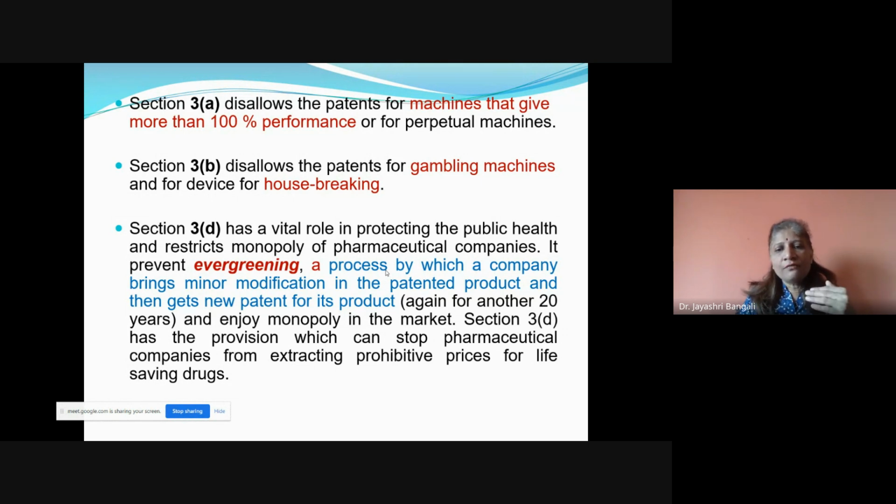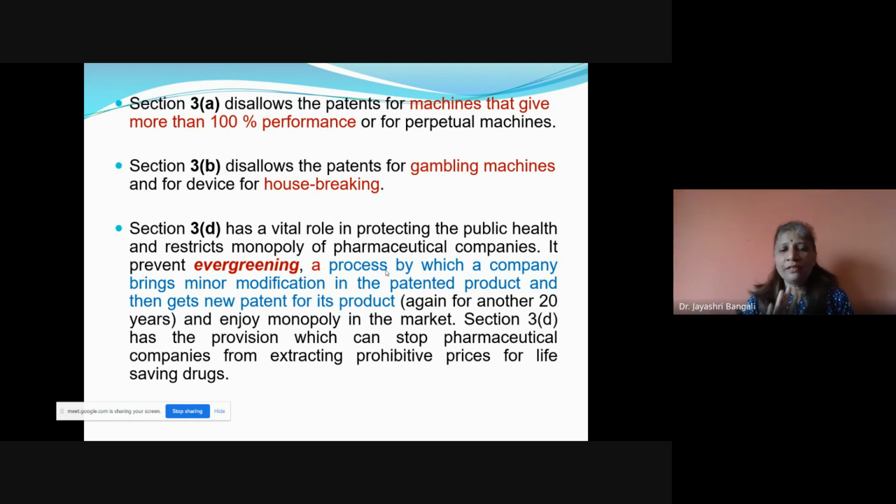So the company doesn't have any right on that invention after 20 years. Okay. So what these pharmaceutical companies are doing is this evergreening. Evergreening means they just change something in the process, and then again they file the patent, and again they protect their invention for the next 20 years. So it is called evergreening.